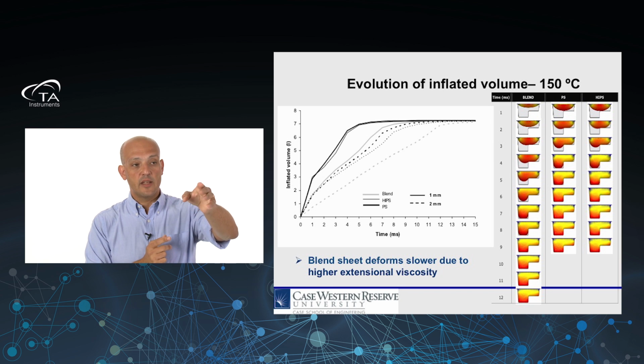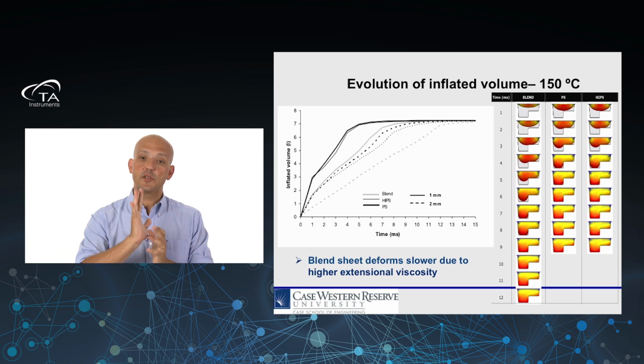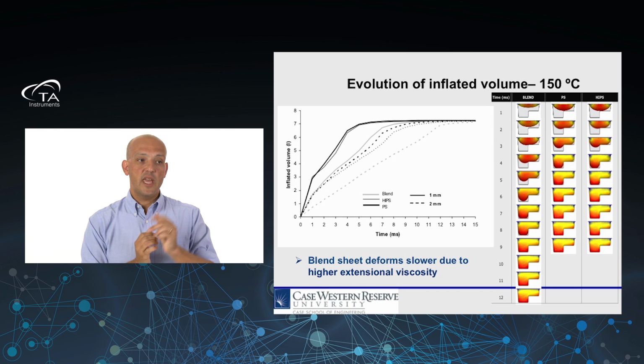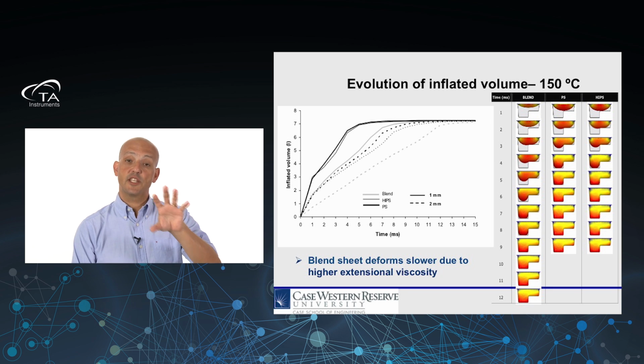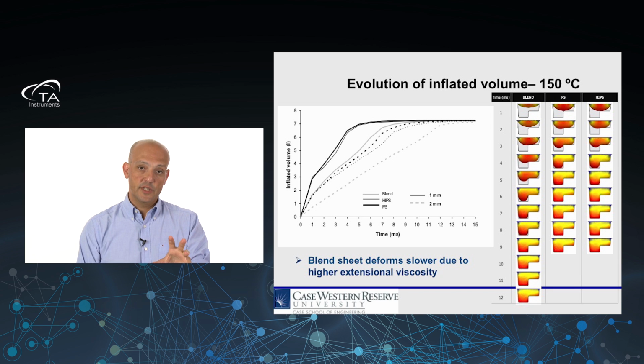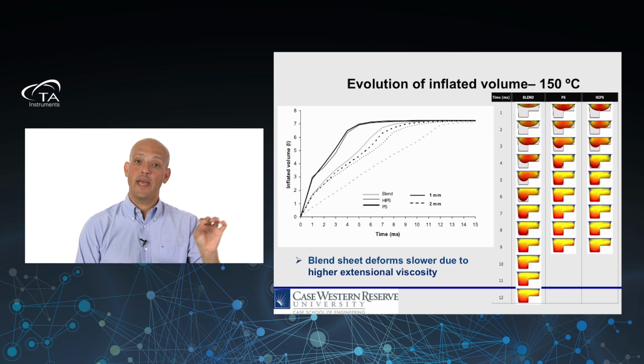But the same thing happens for the 1 millimeter, we have the high impact polystyrene and the general purpose polystyrene inflating at almost the same rate. But we have the blend inflating much, much slower. So the total inflated volume increase is much, much slower. So this clearly shows the influence of the extensional viscosity on the flow kinematics of the process. Okay?